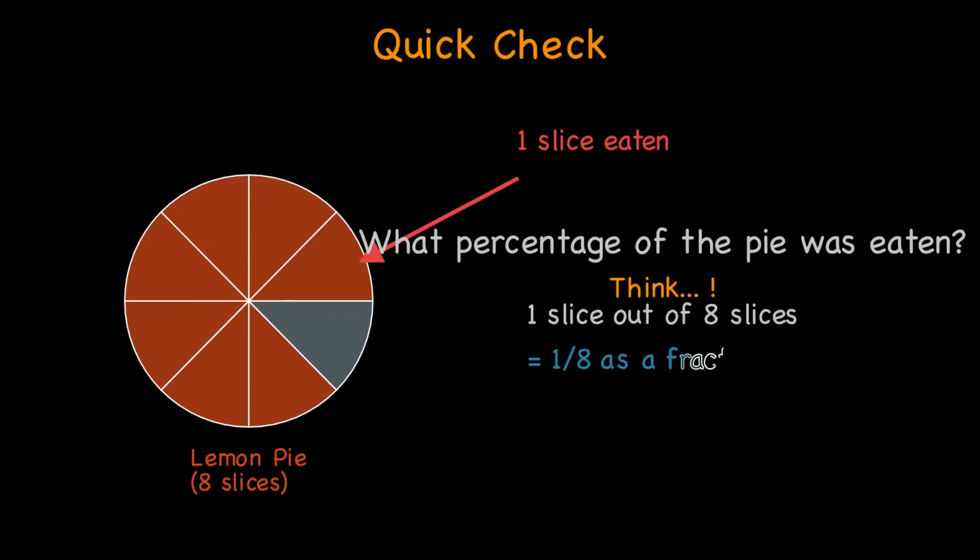Here is the working. 1 slice out of 8 slices is the fraction 1/8. To convert to percentage, 1 divided by 8 times 100 equals 12.5%. Well done if you got that.